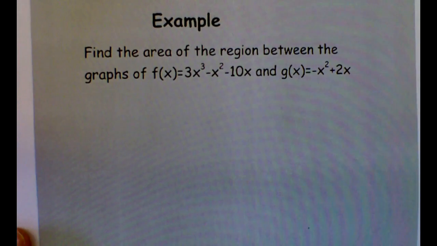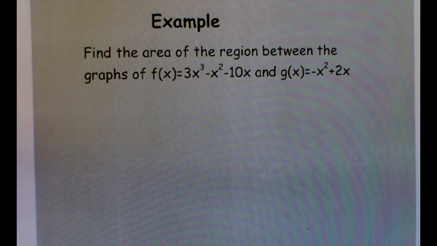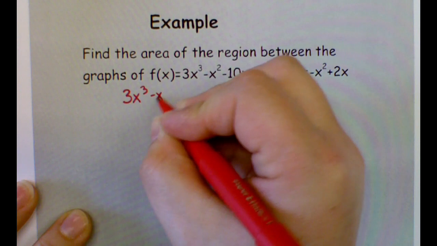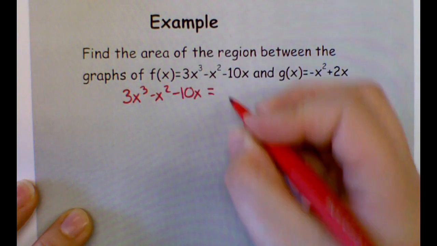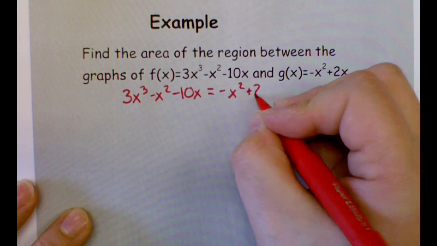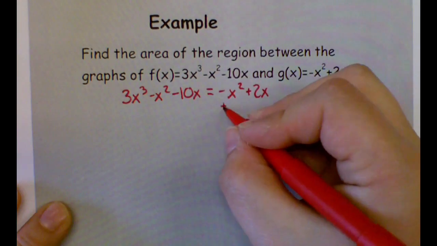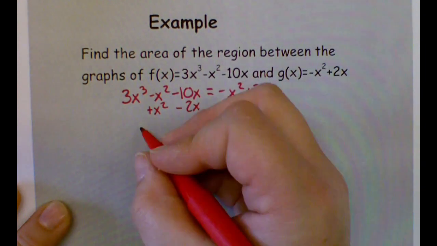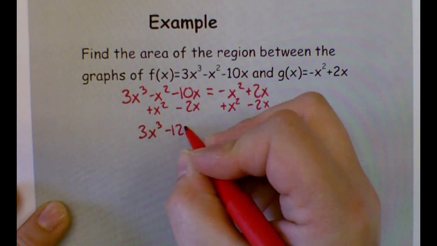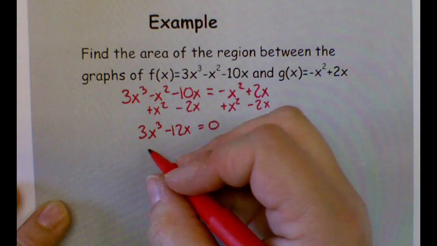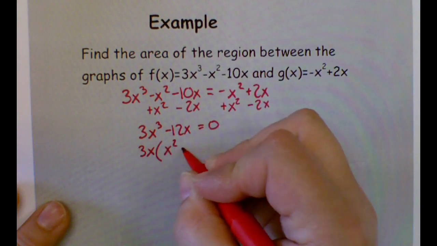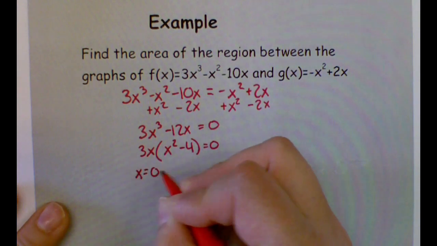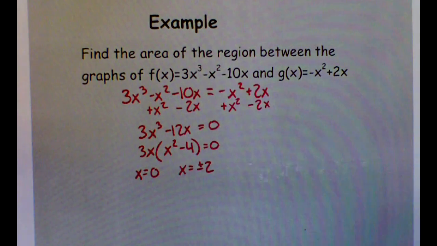Let's find the area of the region between these two graphs. So step 1 is figure out where they intersect. Set them equal to each other. 3x cubed minus x squared minus 10x equals negative x squared plus 2x. All right, let's get it equal to 0. So add this x squared over and subtract the 2x. I have 3x cubed minus 12x equals 0. Take out my GCF, which is 3x, leaving me x squared minus 4. All right, set each of those equal to 0. I get x equals 0, and x equals plus or minus 2.